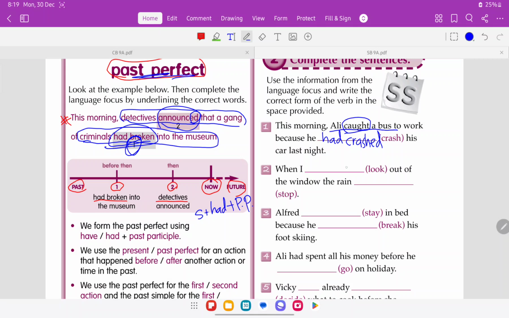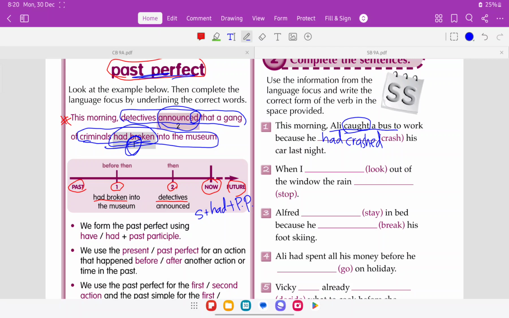Okay, now we go to the second one. Second one, we have when I looked out of the window and the rain stopped. We have two actions here: looking out of the window and the rain stopping. What comes before? Think about it. What is the first action here? The rain stopped, or when you look out of the window? Okay, so it's obvious that the rain stopping is the first action.